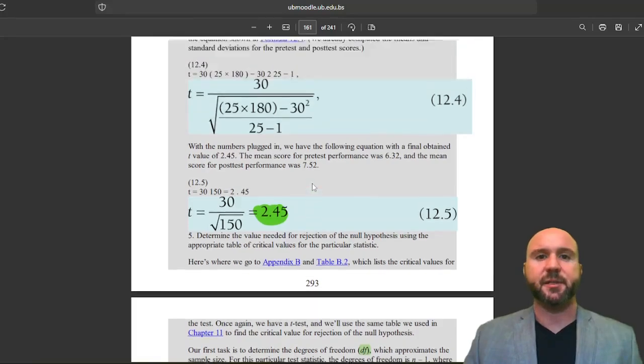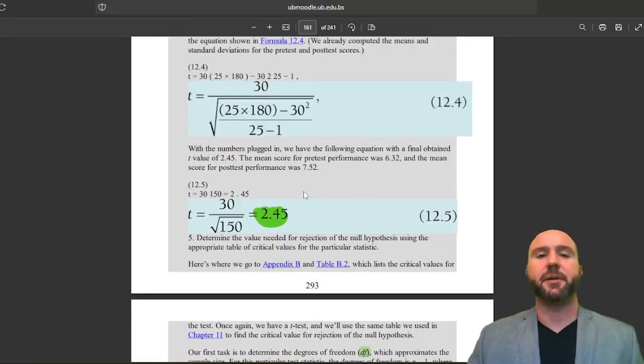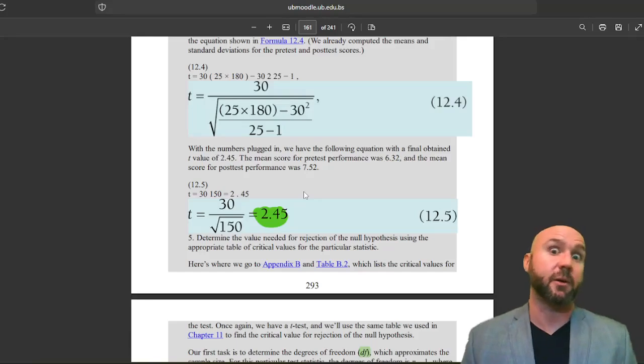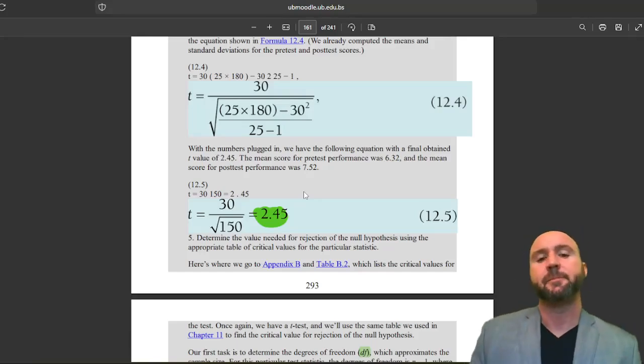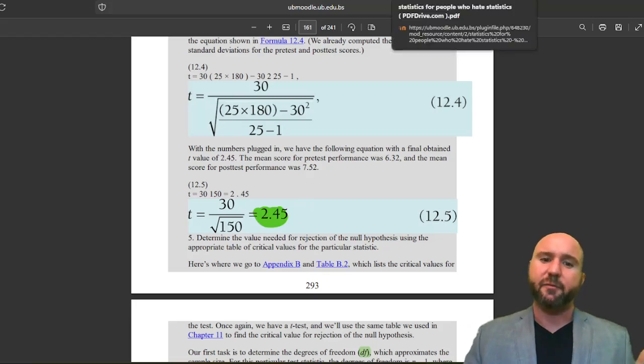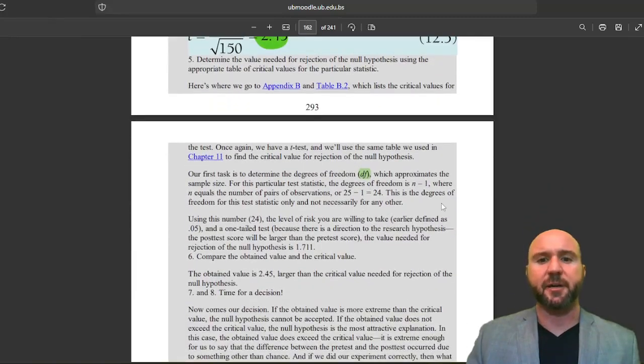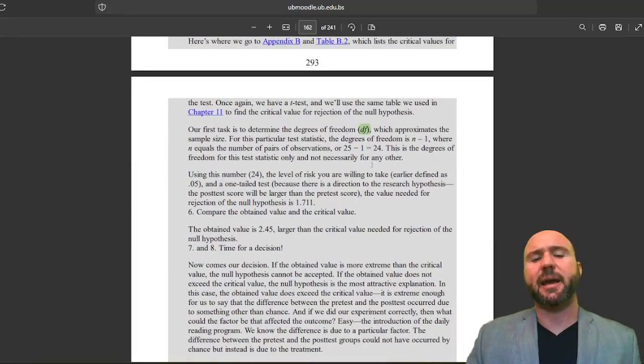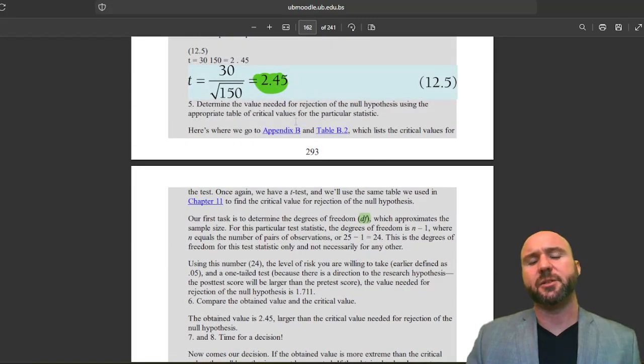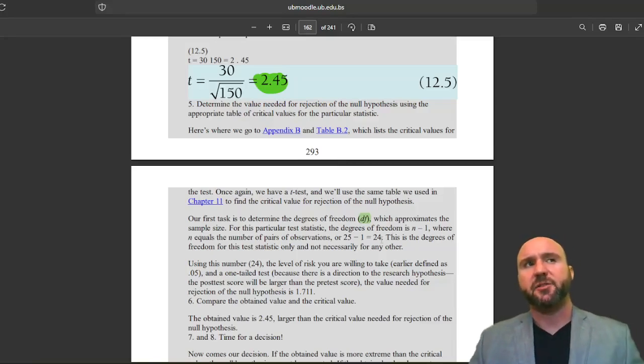Now, is this significant or not? Can you tell just by looking at it? That's what I want to know at this point. Yes, it is, because it is larger than 1.96. It also behooves us to look at the actual degrees of freedom and the sample size. So here we have degrees of freedom being 24.